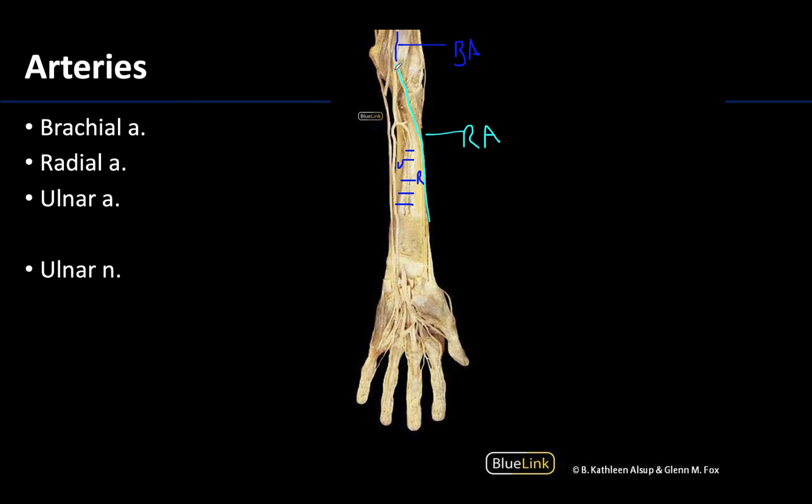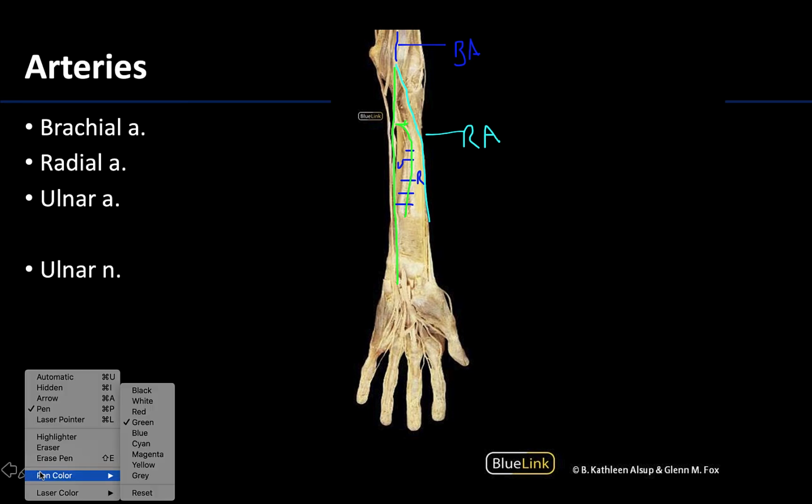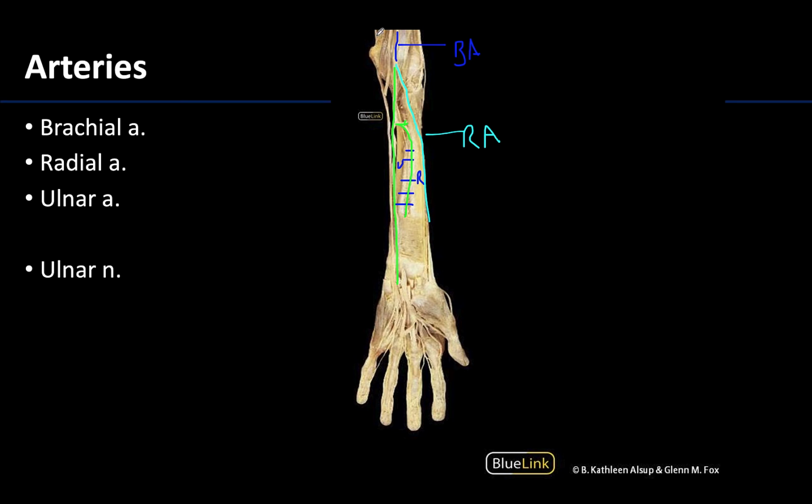It will continue medially all the way down here till it gets to the hand. But you can also see that it gives off branches kind of throughout this region of the forearm. So it's really important in terms of supplying the forearm. You can also see a special nerve guest in this image with the ulnar artery.